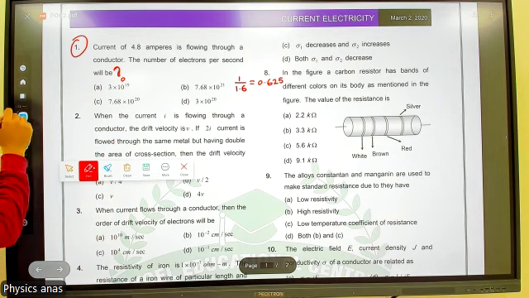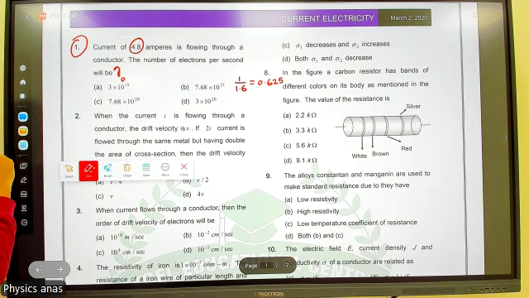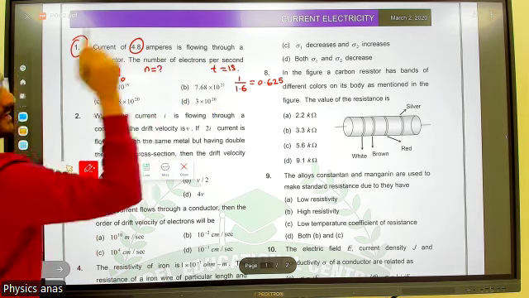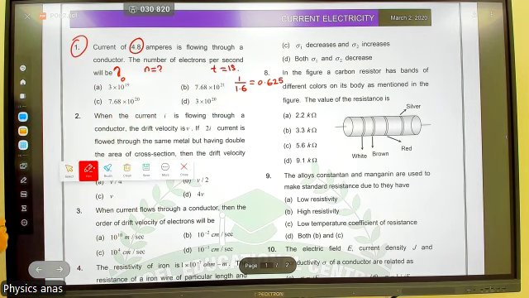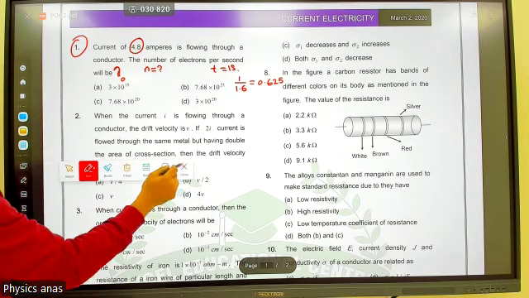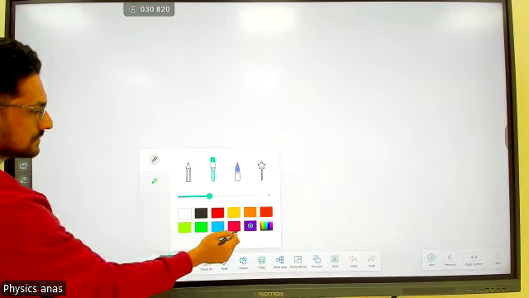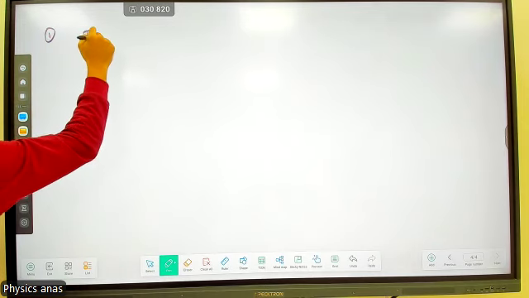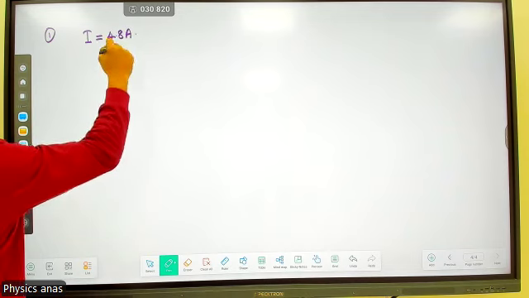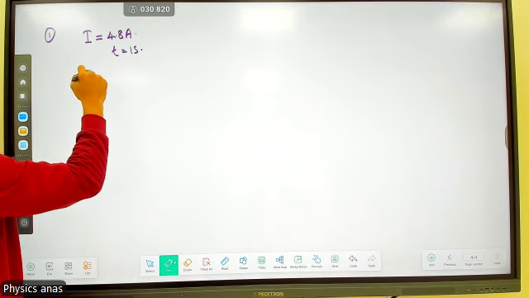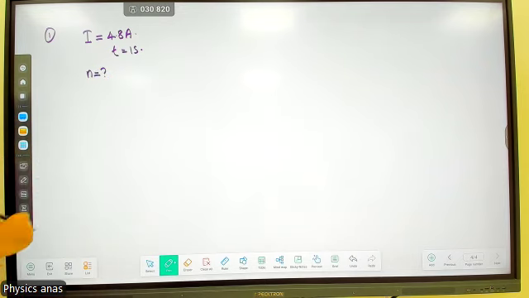A current of 4.8 amperes is conducted. The number of electrons per second? Per second means time is 1 second. So, first question, option A. Current I is equal to 4.8 ampere, time is equal to 1 second. They are asking what is the number of electrons passing.